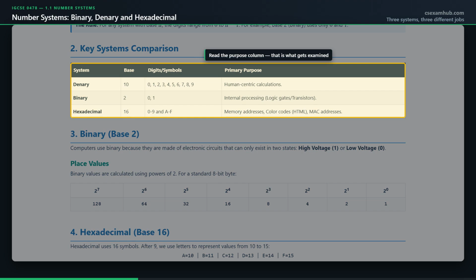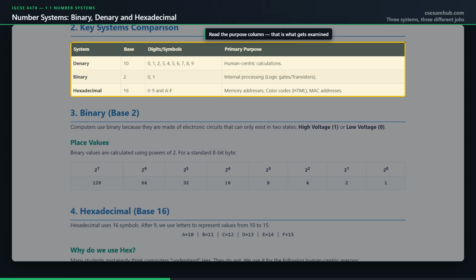Hexadecimal, base 16, is the interesting one, because it is used by neither humans in daily life nor computers internally. It exists purely as a convenience for programmers sitting between the two. You will see it in memory addresses, in color codes, in web pages, and in MAC addresses on network hardware. Keep those three purposes distinct in your head because a very common exam question asks you why a particular system is used in a particular situation, and the answer always comes back to purpose.